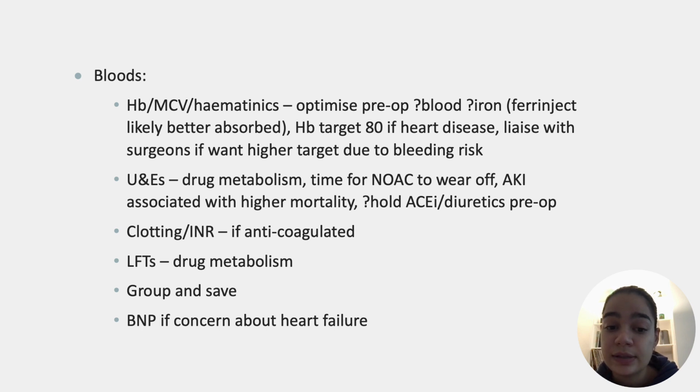You want to look at their U's and E's for any issues with drug metabolism or their renal function. And you want to consider holding any ACE inhibitors or diuretics preoperatively. Looking at their clotting and INR if they're anticoagulated, or just in any case really to see if you're going to have any clotting problems around the perioperative period. You want to look at their liver function tests for drug metabolism, perform a group and save, and also BNP if there's any concern about heart failure. This might be something that you elicit from the chest x-ray or from the patient's history as well.